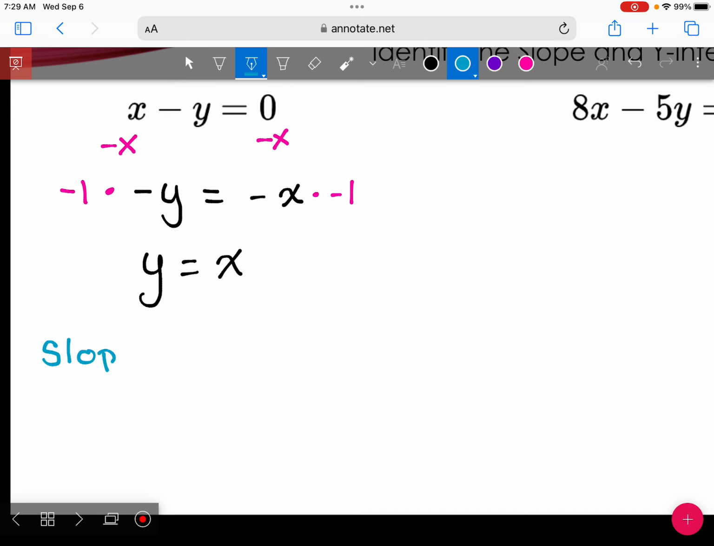What is our slope? Not 0. Remember, it's mx. What is the invisible number that's multiplied in front of stuff? 1. What is our y-intercept? That one's 0. So when we're looking at things being multiplied, if it's not written there, it's 1. Things being added or subtracted, if it's not written there, it's 0.